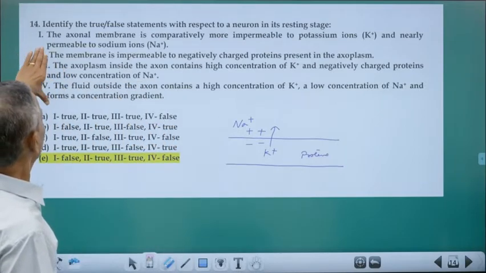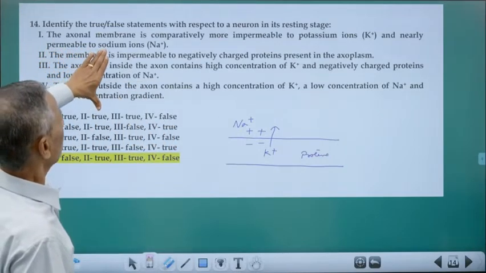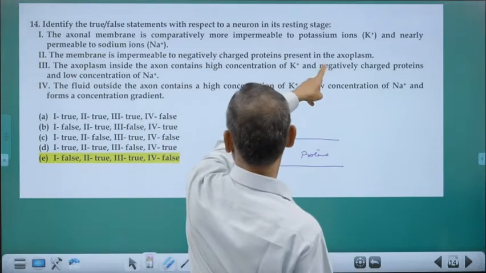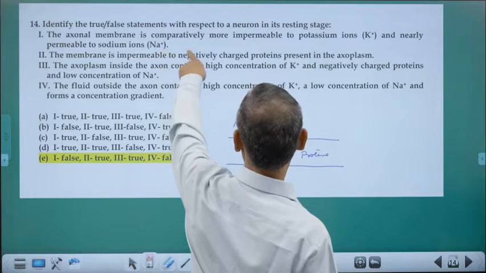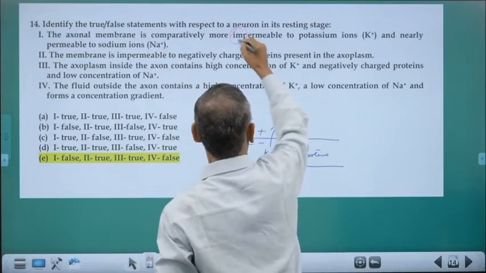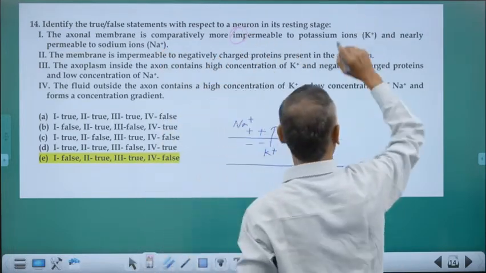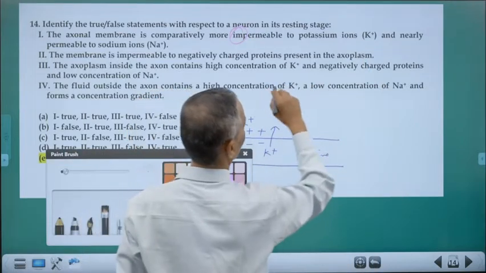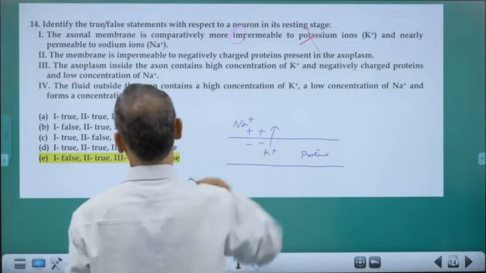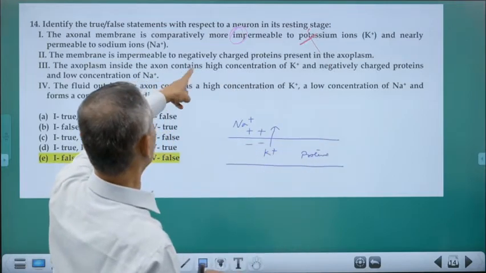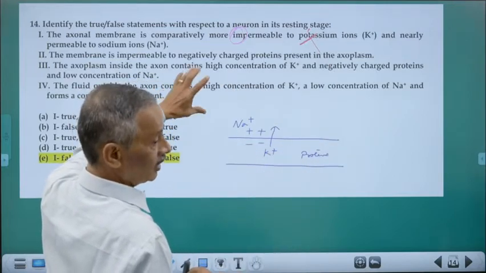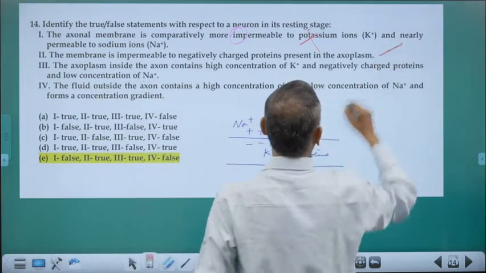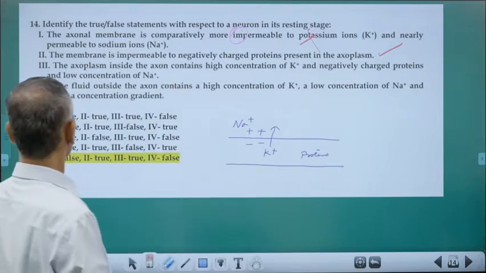False statement: the axonal membrane is comparatively more impermeable to potassium. We can see that the axonal membrane is more permeable, not more impermeable, to potassium, and almost impermeable to sodium. So that one is a wrong one. The membrane is impermeable to negatively charged protein. Correct. That is why the amino acids present inside do not move out. That is why the inside is negative.